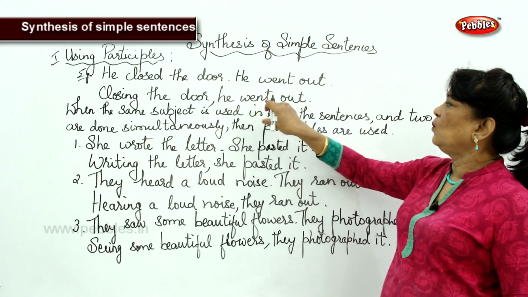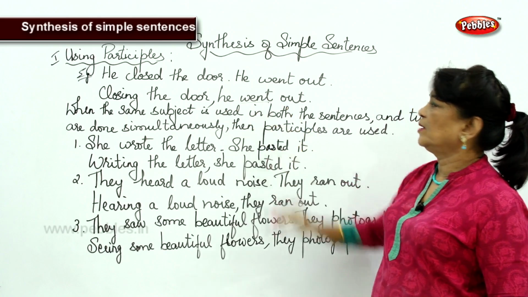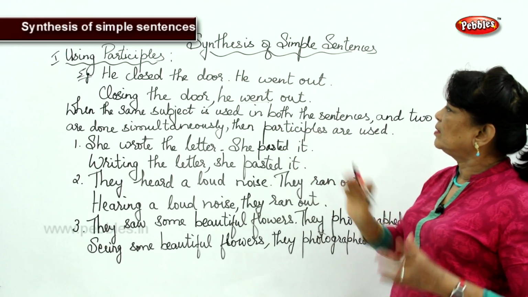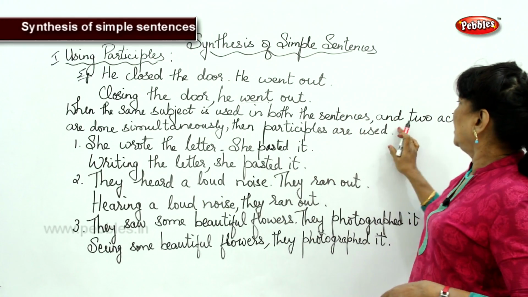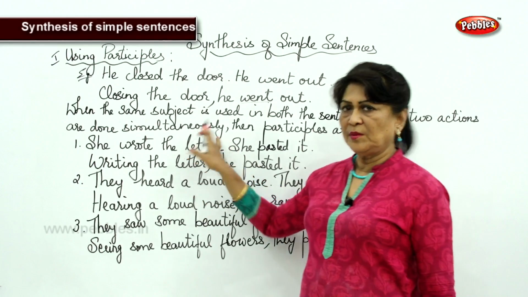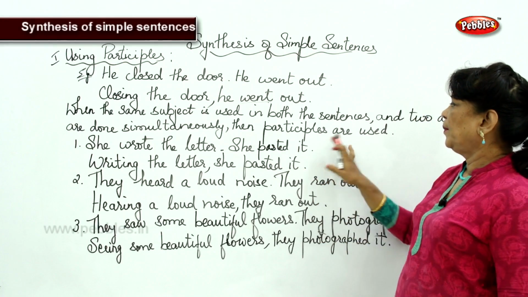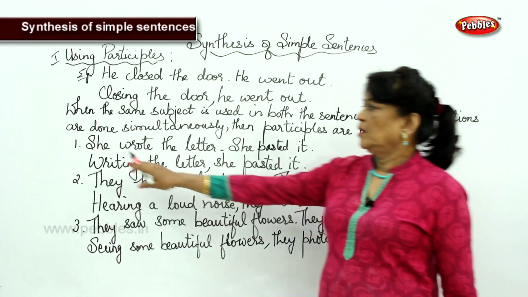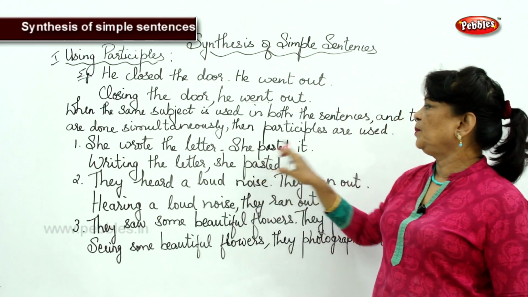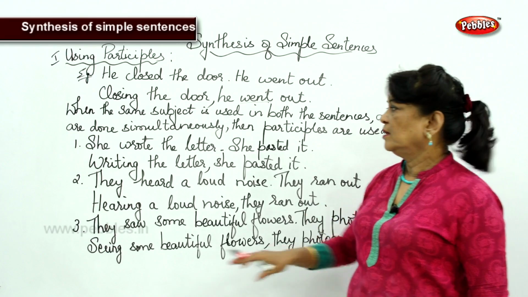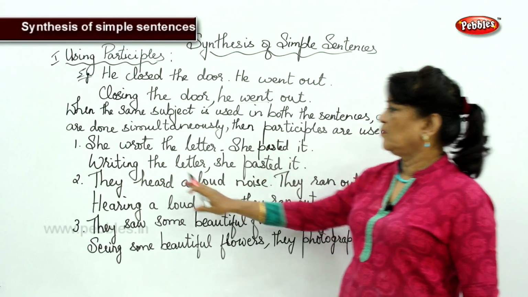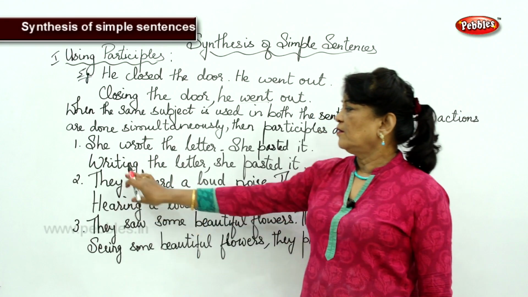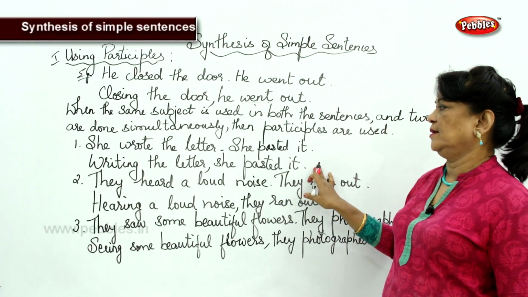Closing the door, he went out. This is the finite verb. Okay. When the same subject is used in both the sentences and two actions are done simultaneously, then participles are used. This is the rule. Now see, she wrote the letter, she pasted it. So this finite verb has been changed into non-finite verb. Writing the letter, she pasted it.